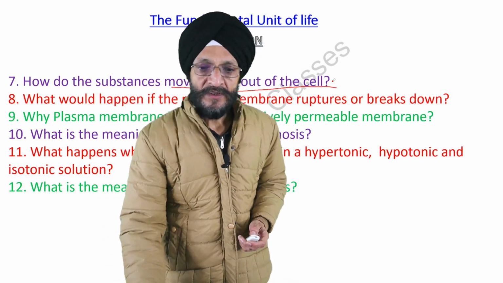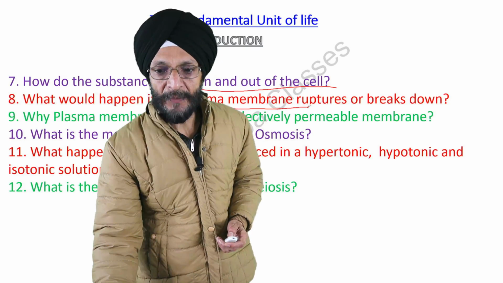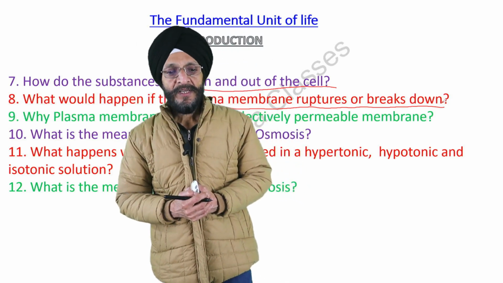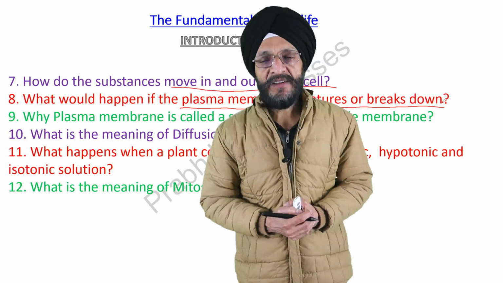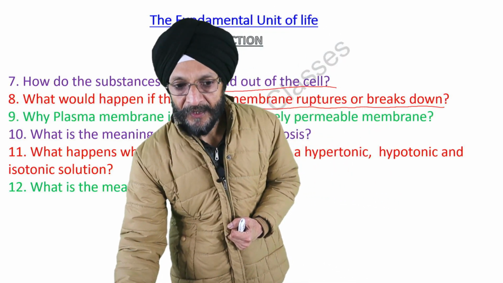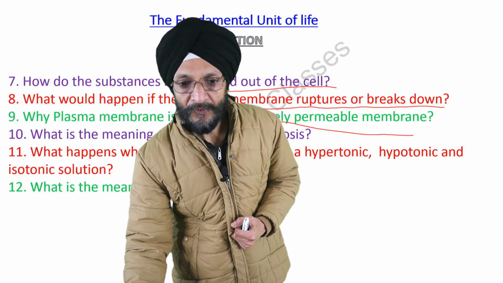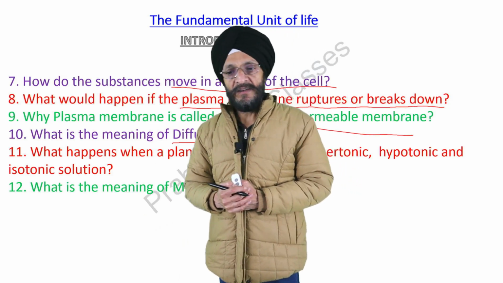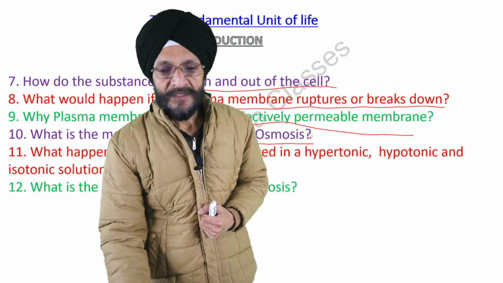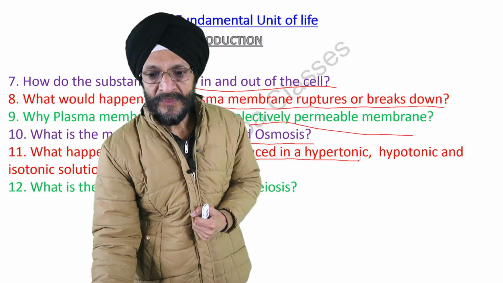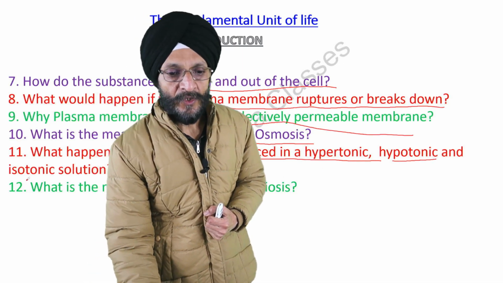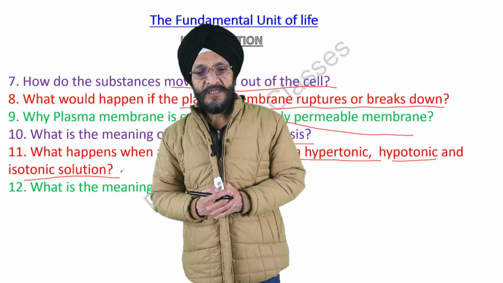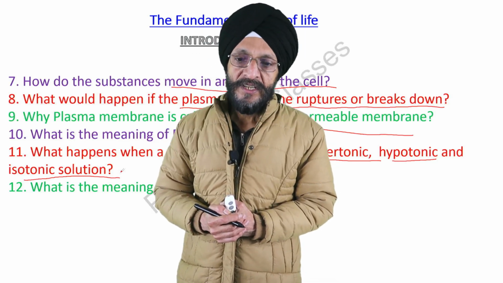Next, eighth question, what would happen if the plasma membrane ruptures or breaks down? Then why is the plasma membrane called a selectively permeable membrane, and what is the meaning of diffusion and osmosis? And another important question, what happens when a plant cell is placed in hypertonic, hypotonic and isotonic solution? Next, what is the meaning of mitosis and meiosis and much more?